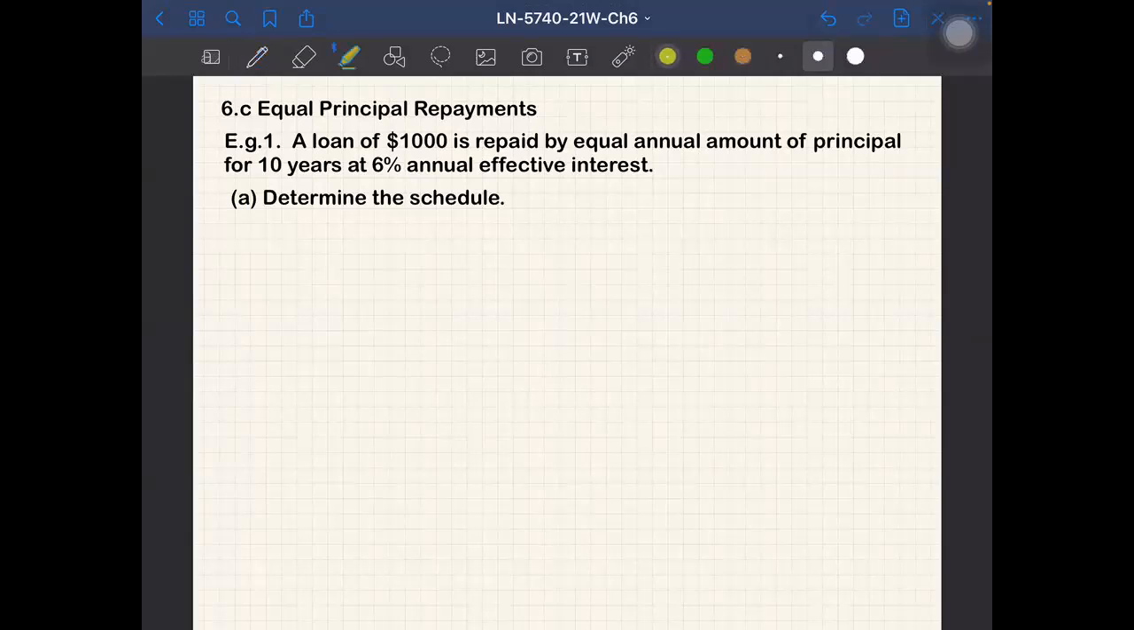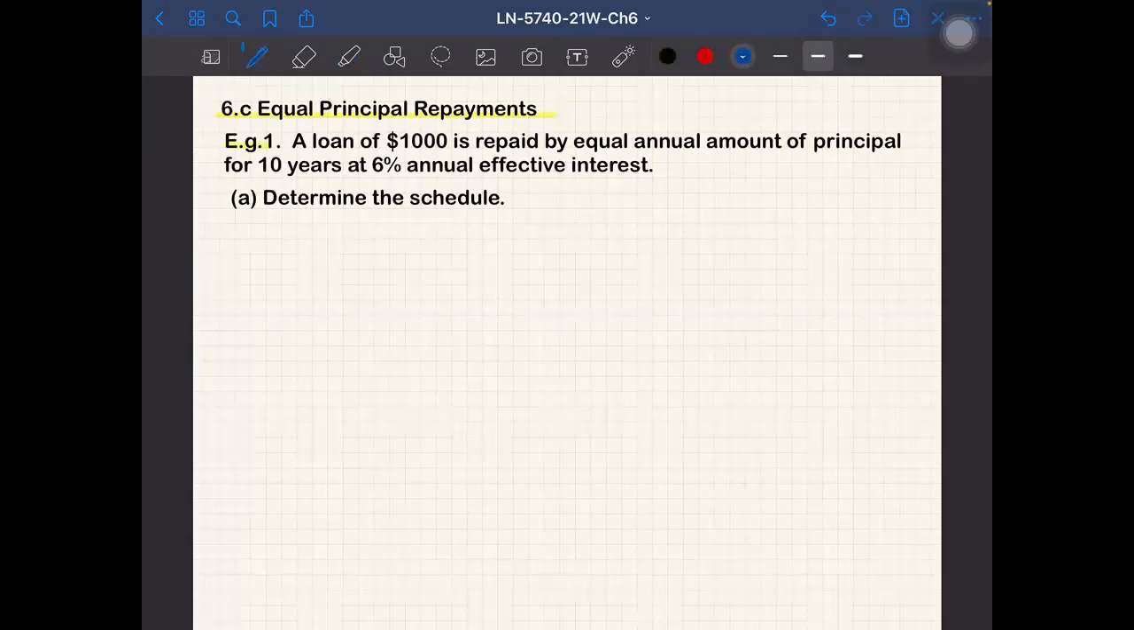Hi, now that we've studied section 6.8, we move to 6.C, the equal principal repayments. This gives a pretty different cash flow compared to the level payments. Okay, so example one: a loan of $1,000 is repaid by equal annual amounts of principal for 10 years at 6% annual effective interest. Determine the schedule.